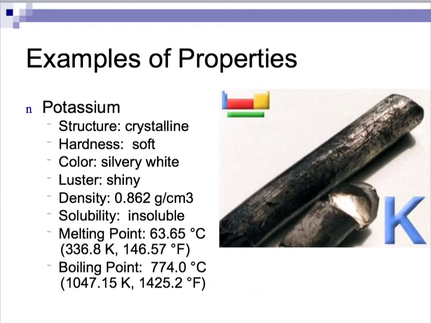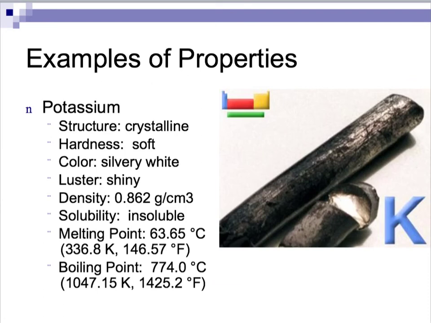It's a silvery white color. It has good shine to it, so it is shiny luster. Its density is 862 thousandths grams per centimeter cubed, and because it's less than 1, that means it should be able to float in water. It is insoluble, so if it was in water, it would not dissolve. And then its melting point and boiling point are listed here in Celsius, which is the metric system.